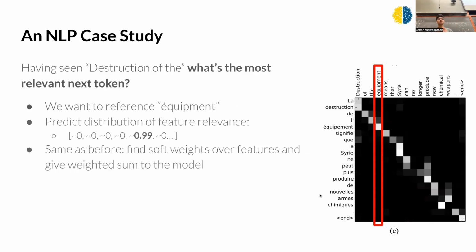Now, having seen destruction, what's the most relevant next token? Now we want to reference the French word for equipment and predict the distribution of feature relevance. Again, if we have a softmax, this is something where we can find soft weights over the features, give the weighted sum to the model, and hopefully equipment is given a higher priority.